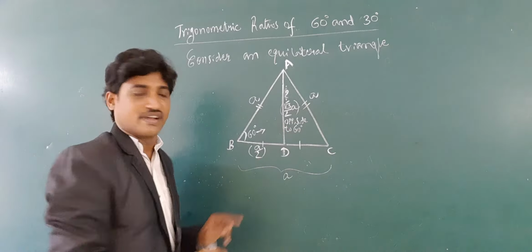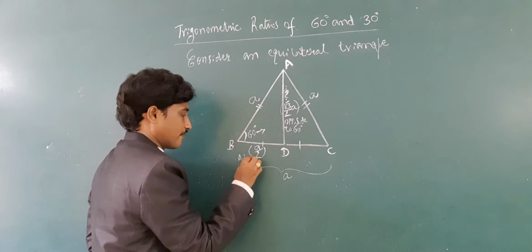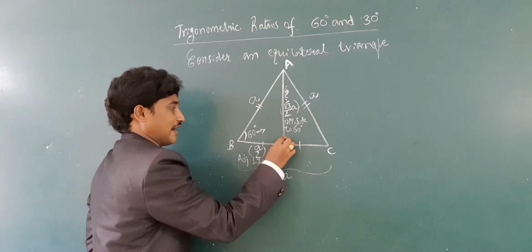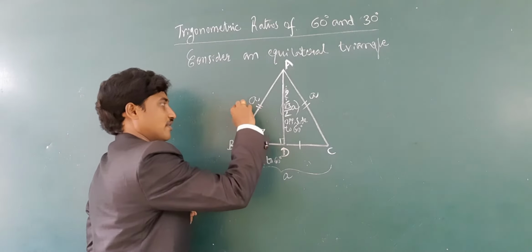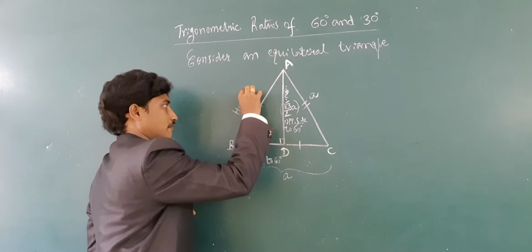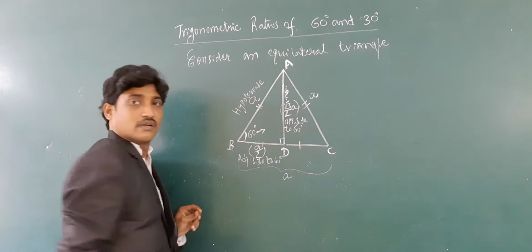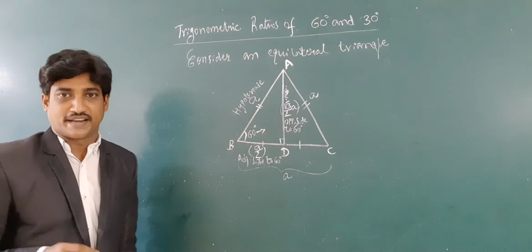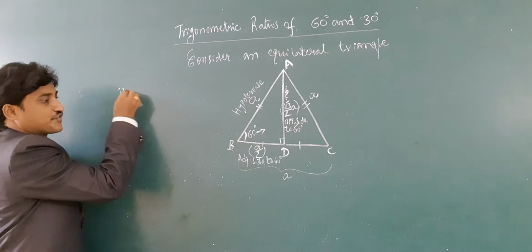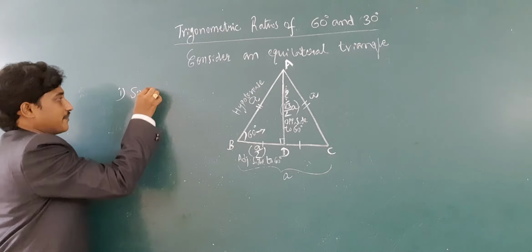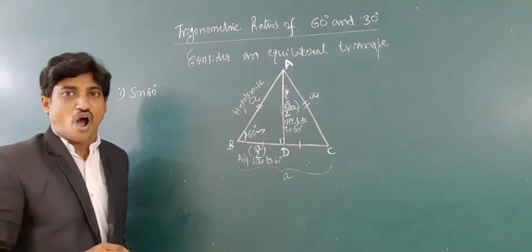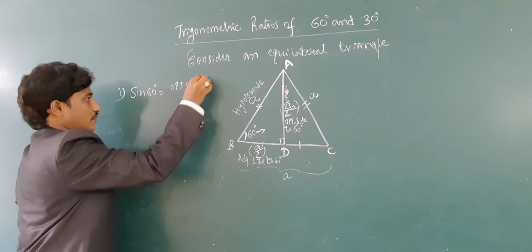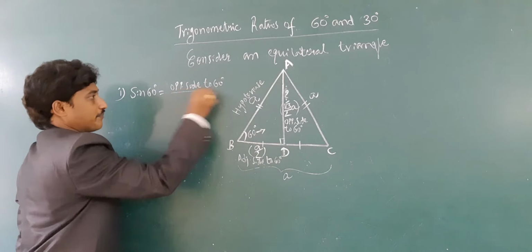And BD is the adjacent side to 60 degrees. And the side opposite the right angle is always called the hypotenuse. Let us write all 6 trigonometric ratios for 60 degrees. First one, sine 60 degrees. Sine 60 degrees is the opposite side to 60 degrees by hypotenuse.